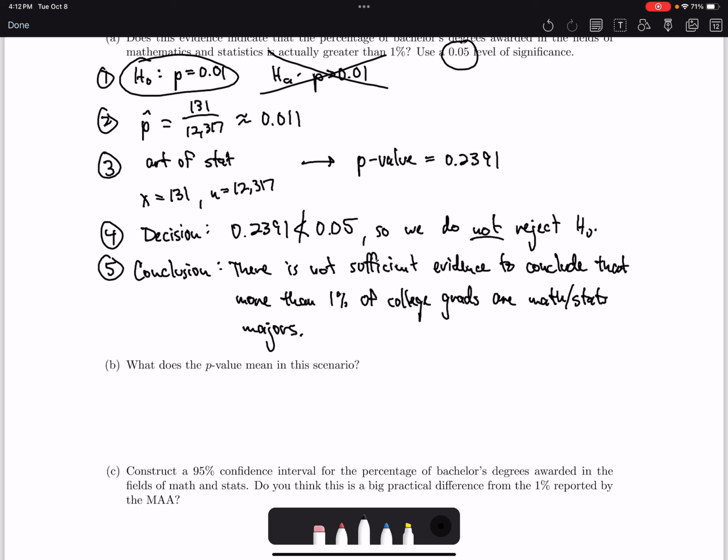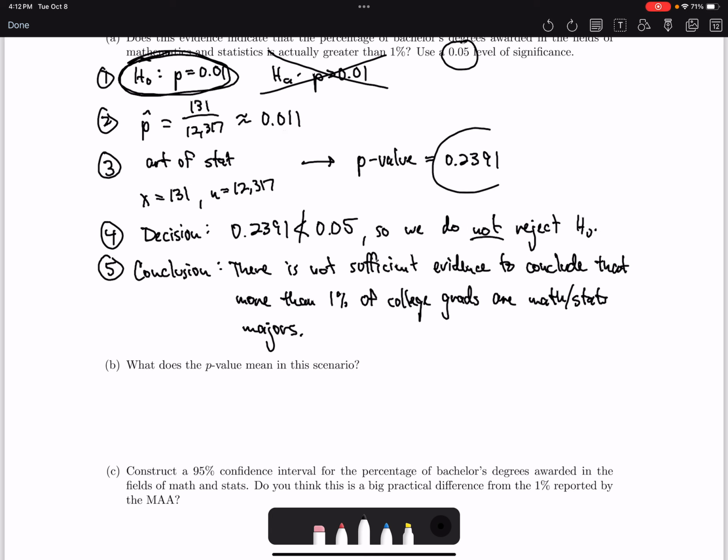You should pause the video and see if you can write down an interpretation of the p-value, but I'll give you mine. So if we assume that the true population proportion of math and science graduates is 1%, then the probability that we would get a sample proportion of 1.1% is like 23.91%. In other words, there's a 0.2391 chance of us observing this if this is true.